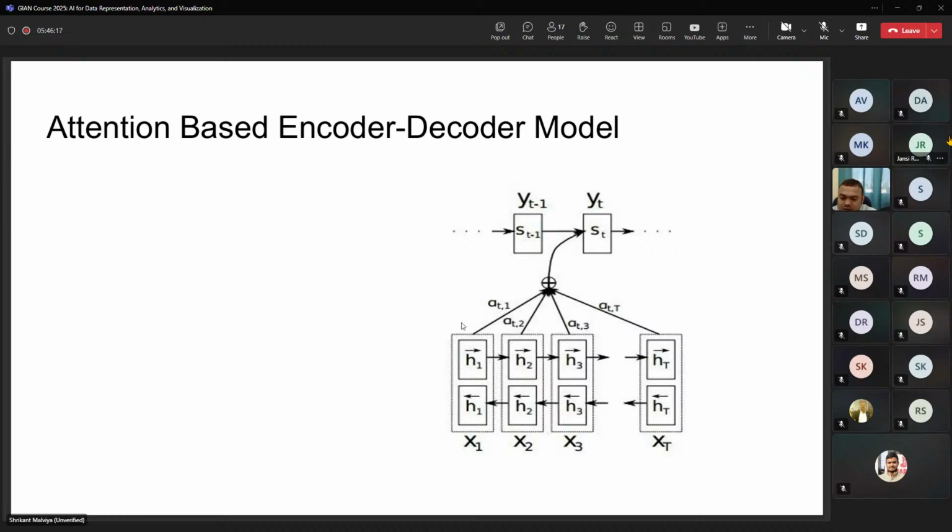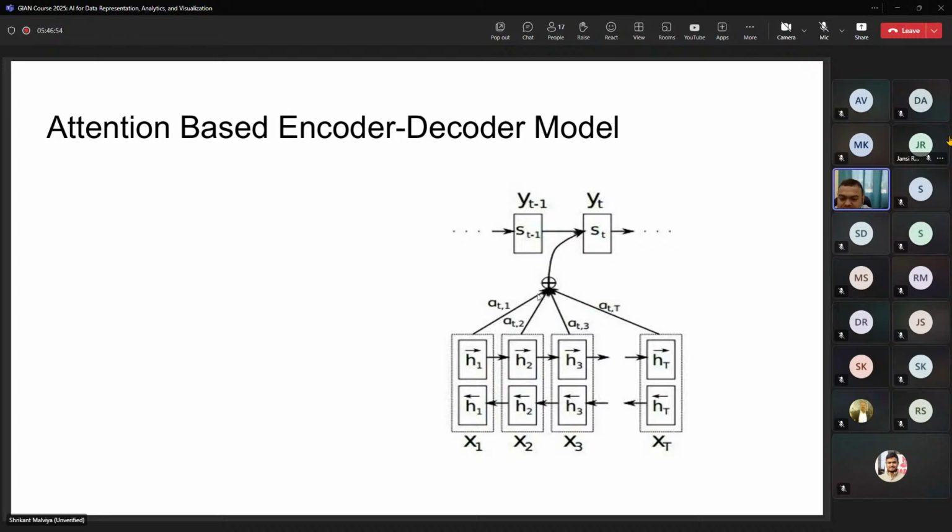And now we will not use the last representation, the representation of the last input in the sequence, for prediction. Instead, we apply the attention mechanism, and in the attention mechanism, for the current generation, it checks how much input should be taken from each and every element in the sequence.